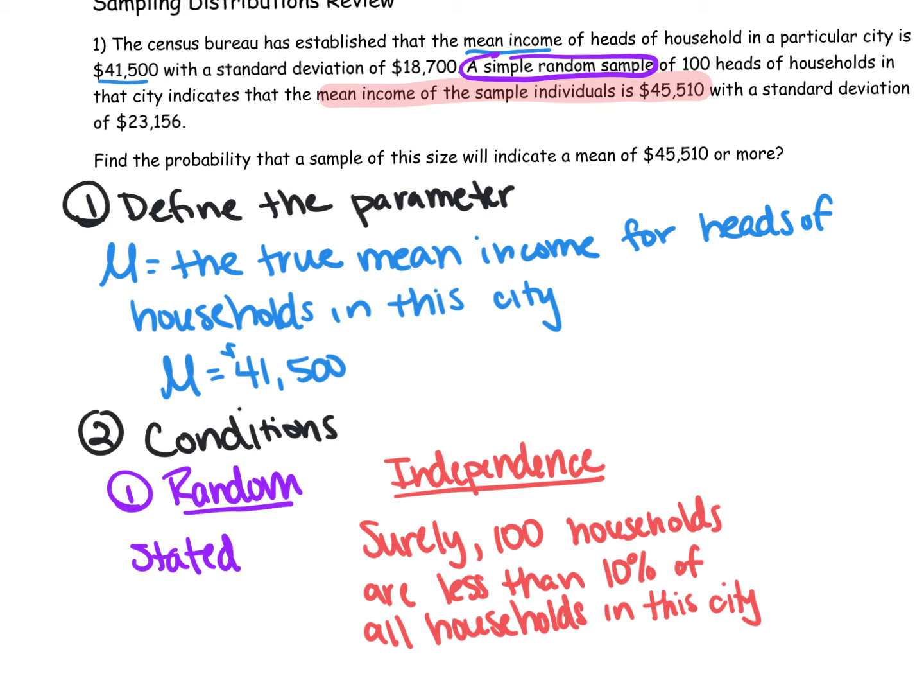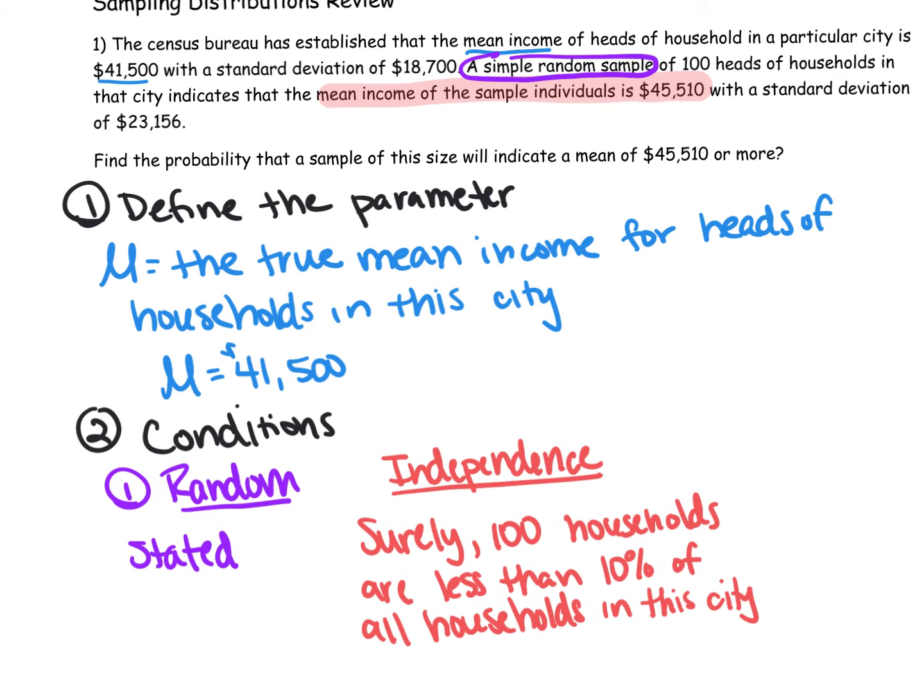Now, instead of saying the 10% rule, we can look at it in terms of, well, 10% of what number is going to be 100? So we can write that surely there are 1,000 households in this population, because 10% of 1,000 is 100. So we're saying that as long as there are 1,000 or more households, it also covers the 10% rule. You can write it either way you want to. And then the third rule is the rule that we need for normality.